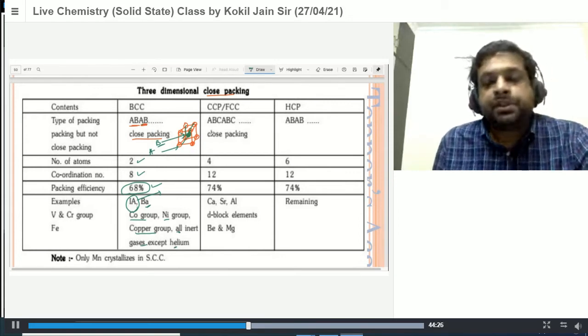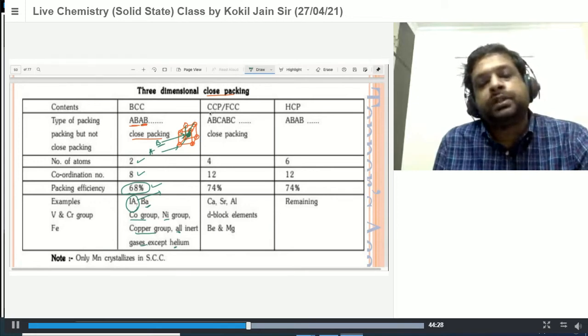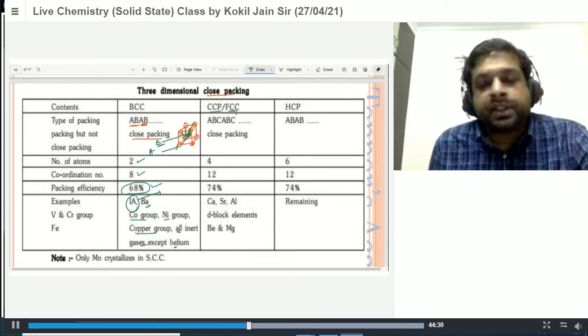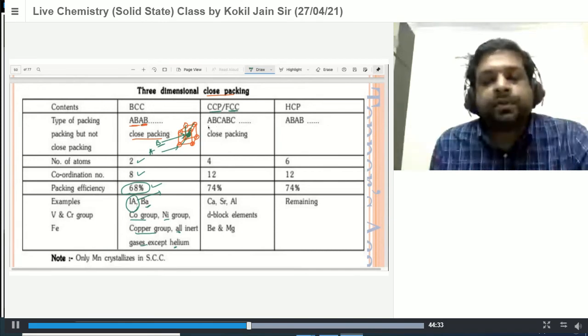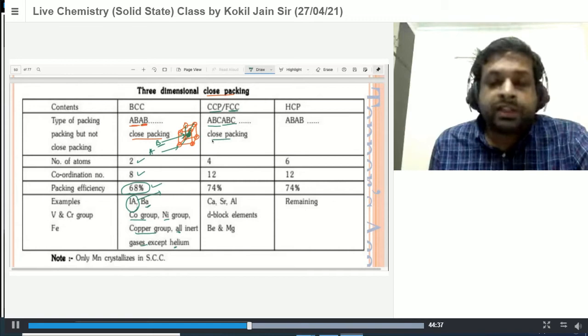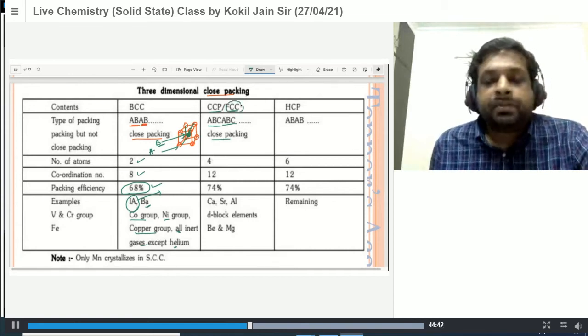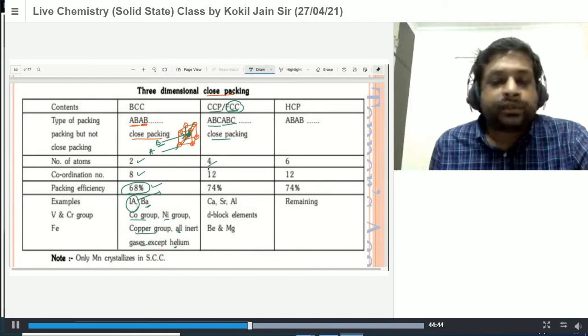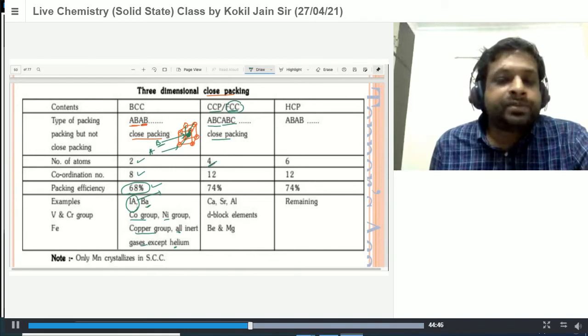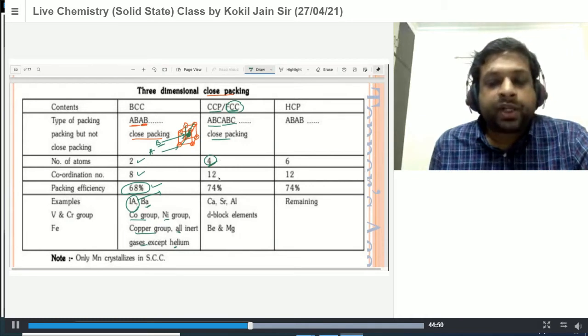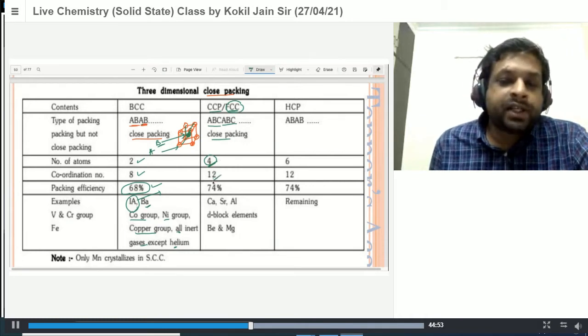Now, in the case of CCP, cubic close packing, what we have is ABC type of arrangement. Ultimately, in the case of FCC, as we saw, the number of atoms is 4 here, the effective number of atoms present in the FCC unit cell. The coordination number was 12, which we saw in the case of FCC lattice. I hope you remember.